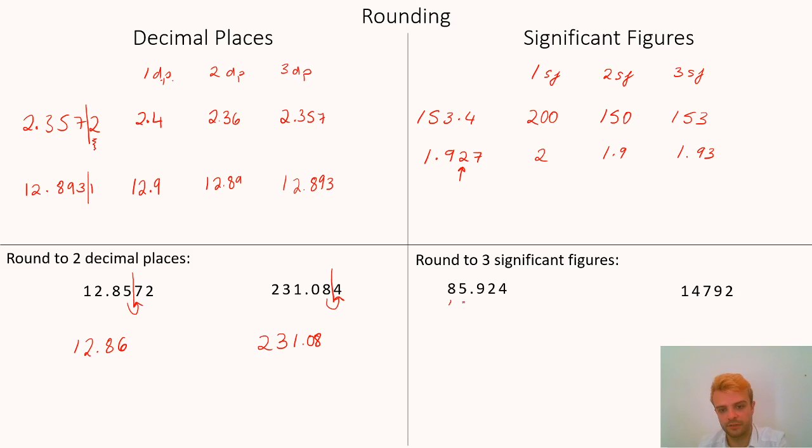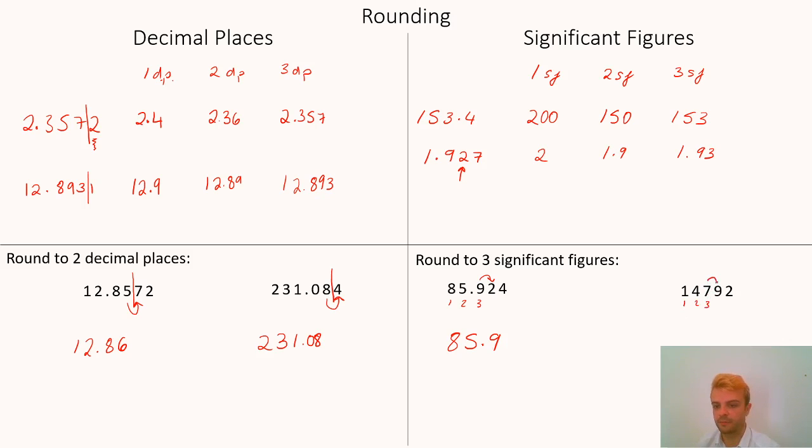Now the significant figures, 3 significant figures for both these numbers. So there's your first, second, third significant figure. So our number is going to be something like 85.9. We just need to check whether or not the next number is big enough to push the 9 up. But because it's only a 2, it's not big enough to push the 9 up. So it's 85.9.